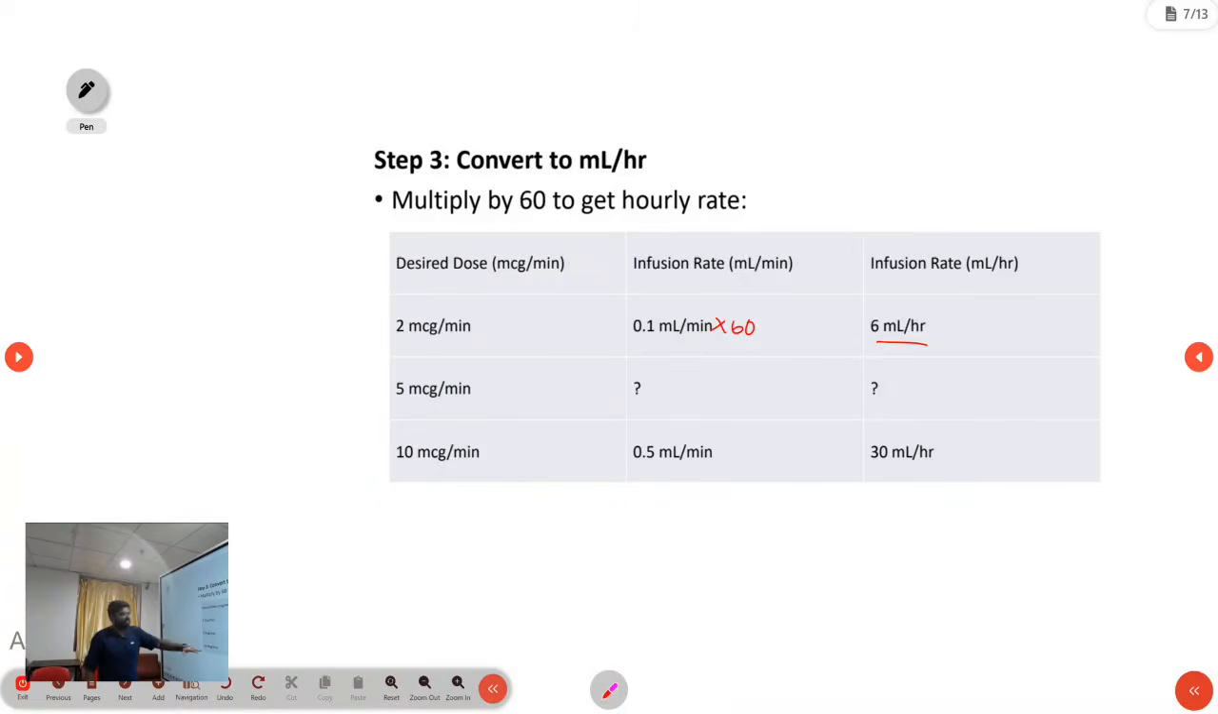Like if you want to start with 10 mcg per minute, we got the infusion rate per minute as 0.5 ml per minute. So, to change into per hour, we have to multiply with 60. Once we multiply with 60, we will get 30 ml per hour. Okay. So, to start the 2 mcg per minute infusion rate, we have to start 6 ml per hour. And if we want to start 10 mcg per minute, we have to start with 30 ml per hour. So, you calculate 5 mcg per minute, calculate the infusion rate in ml per minute as well as ml per hour, and then drop it in the comment box.